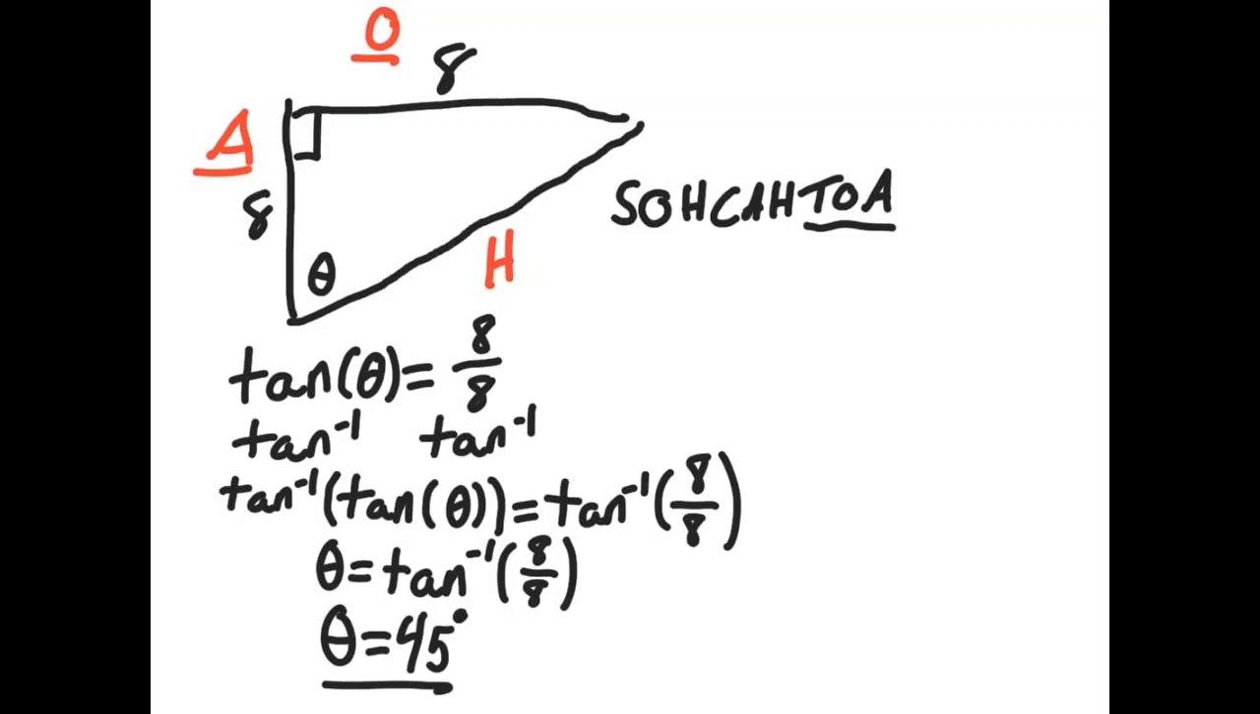Now, if you remembered that 8 over 8 is 1, and the slope ratio for 1 is 45 degrees, you may have been able to do that a little quicker. And if you just looked at this and noticed that the two sides were equal to each other, you may have just been able to jump right to that being 45 degrees. But in case you couldn't, we went through this long process anyway, just to show you.